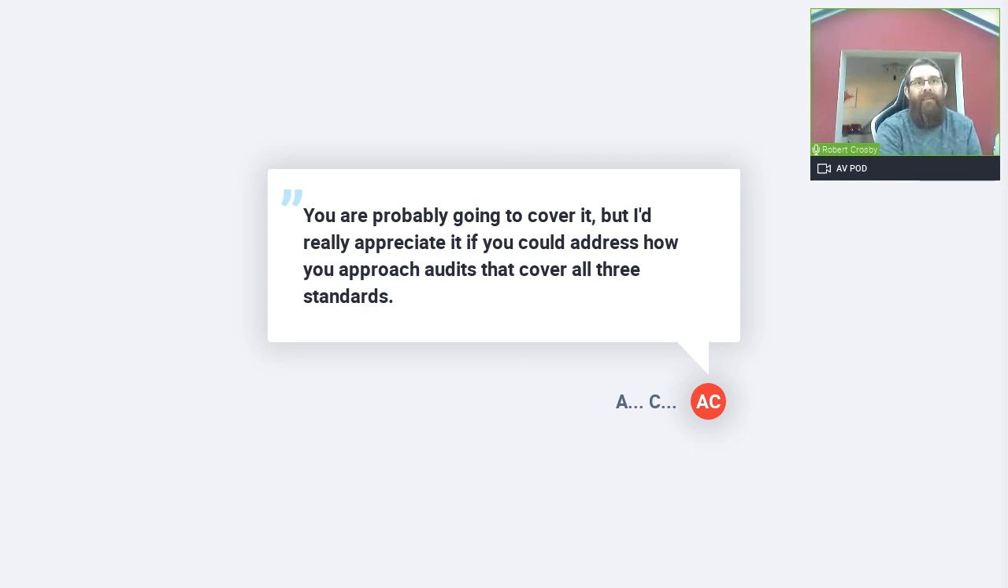You are probably going to cover it, but I really appreciate if you could address how you approach audits that cover all 3 standards. So I think we covered this generally in one of the questions before, Ali. What I'll really reiterate with this question is, if you get the index from all standards, theoretically have 3 pages of an Excel worksheet open, or do it in columns. In your first column, put all the clauses of the 9001, each one.